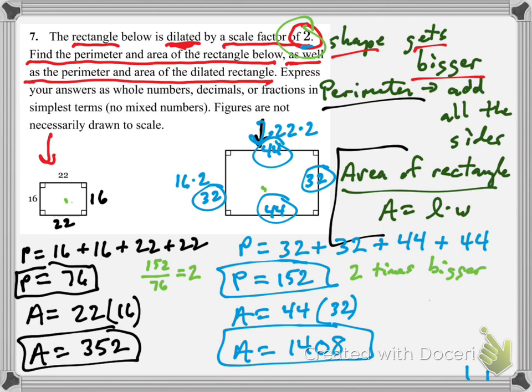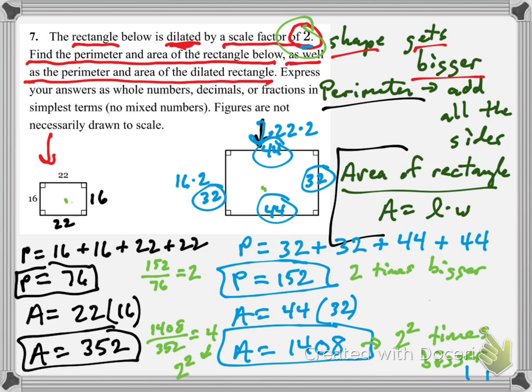Okay. Well, let's do the same thing with the areas. So let's do 1408 divided by 352. Well, that's 4. Okay, that's fine. But what's the relationship with 2 and 4? Well, 4 is 2 squared. So my new area is 2 squared times bigger.